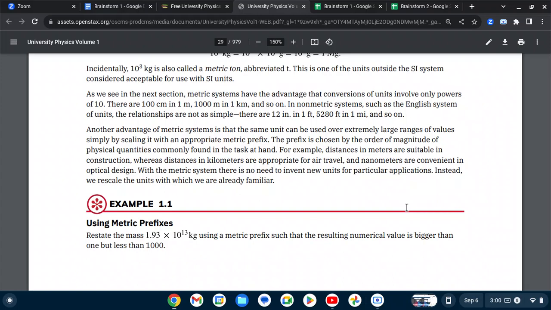Another advantage of metric systems is that the same unit can be used over extremely large ranges of values simply by scaling it with an appropriate metric prefix. The prefix is chosen by the order of magnitude of physical quantities commonly found in the task at hand. For example, distances in meters are suitable in construction, whereas distances in kilometers are appropriate for air travel, and nanometers are convenient in optical design. With the metric system, there is no need to invent new units for particular applications. Instead, we rescale the units with which we are already familiar.